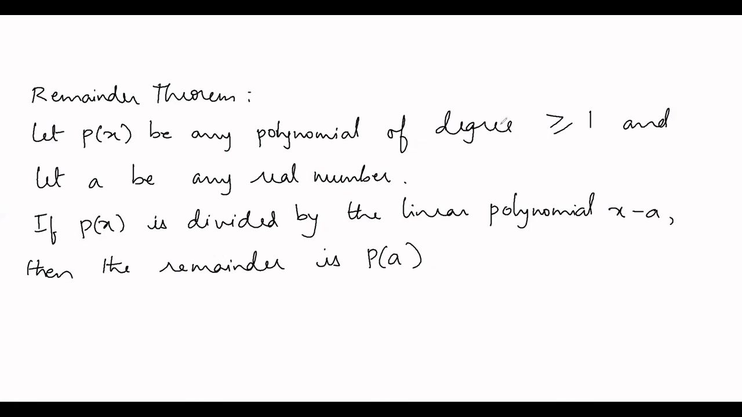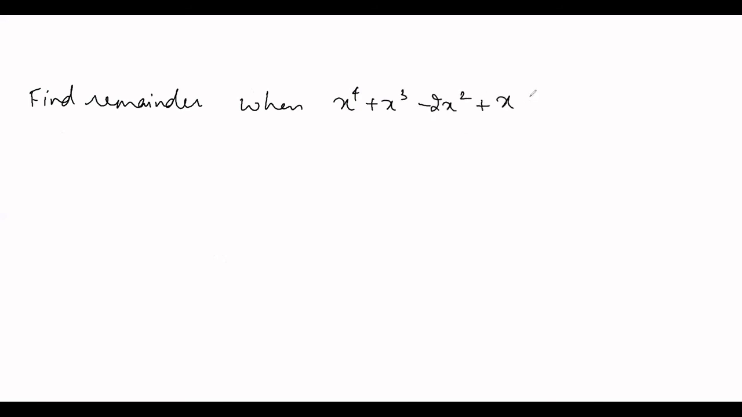Okay, so let's see the application of this remainder theorem. Question is find the remainder when x to the power 4 plus x cubed minus 2x squared plus x plus 1 is divided by x minus 1. So what is the zero of the divisor? I put x minus 1 is equal to 0. So I put x is equal to 1.